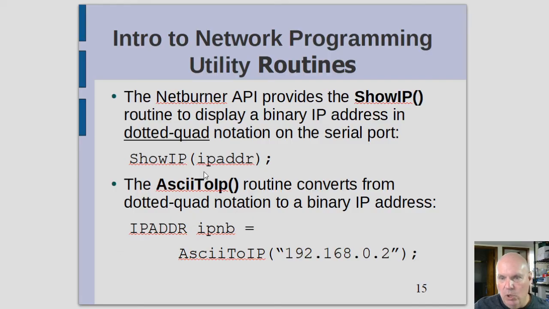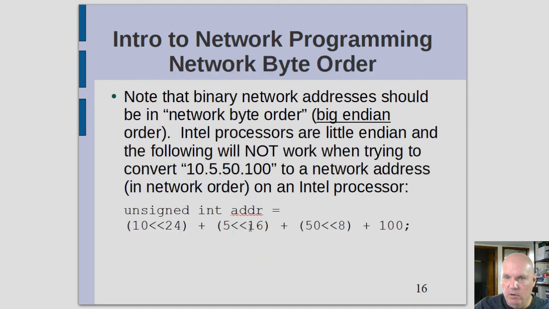Okay. So show IP will actually convert a binary IP address to dotted quad notation, and it displays that actually on the serial port. So you don't even have to call a print routine. And then the ASCII IP routine converts from dotted quad notation to a binary IP address. A routine like this is useful because you may want to specify a server as an ASCII string, which is what this dotted quad notation is, and then this will convert it to the corresponding binary form.